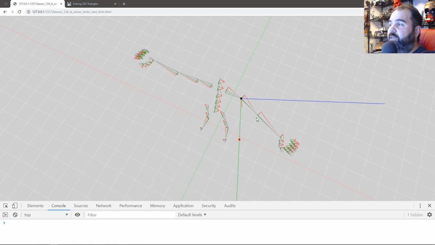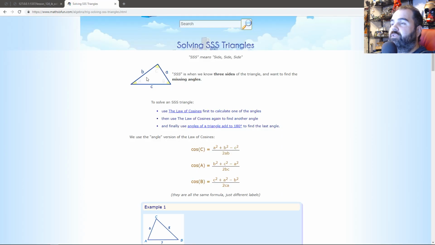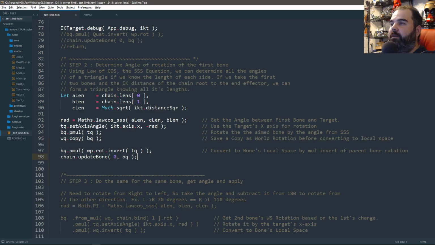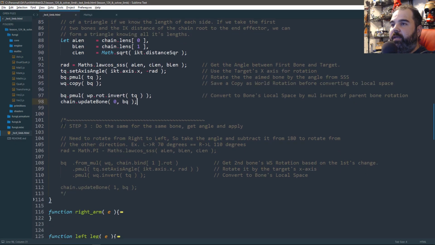Now we take the other side. So we got B and C. Now we need to get the angle of A. Now we need to get the angle of C. So for angle of C, C is the opposite. So we say A plus B minus C. And like I said, now it's like the first equation. So we update that. So that means the first bone is done. We're done and updated, all good and dandy.